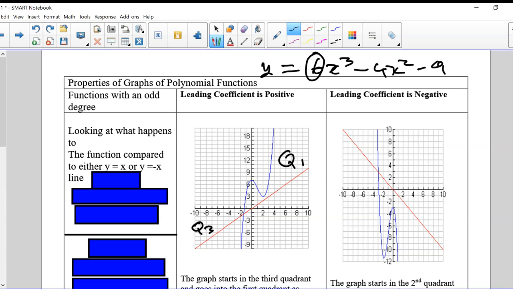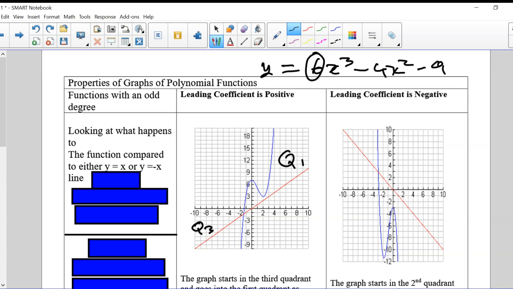Remember, the degree of the function is dictated by what the highest exponent is. Even though there's an x squared term, the x cubed is what makes it a cubic function, a degree 3 function. So it's an odd degree function, has a positive lead coefficient. It's going to look something like this blue line right here. It's going to start off in Q3, end up in Q1.